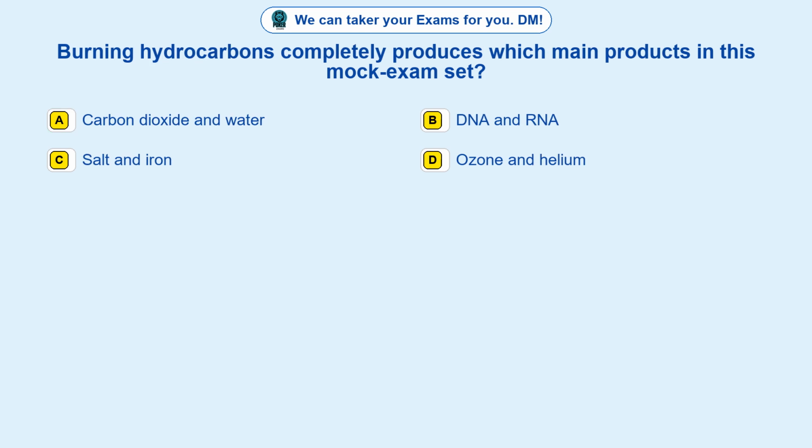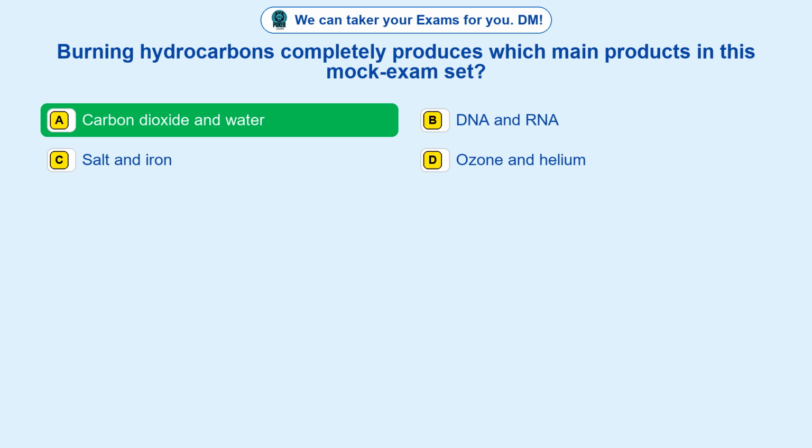Question 55. Burning hydrocarbons completely produces which main products in this mock exam set? Option A, carbon dioxide and water. Option B, DNA and RNA. Option C, salt and iron. Option D, ozone and helium. The correct answer is option A, carbon dioxide and water.